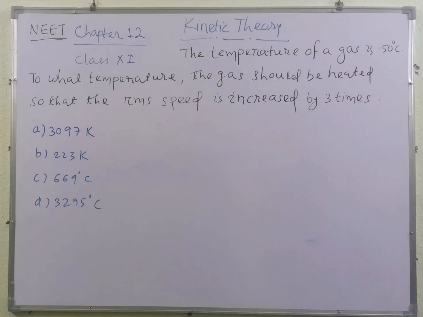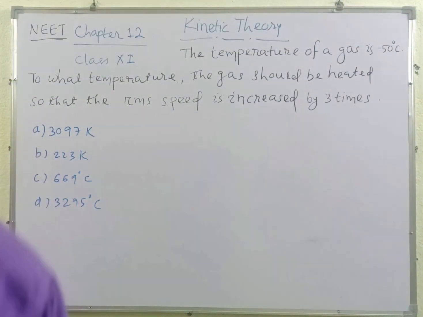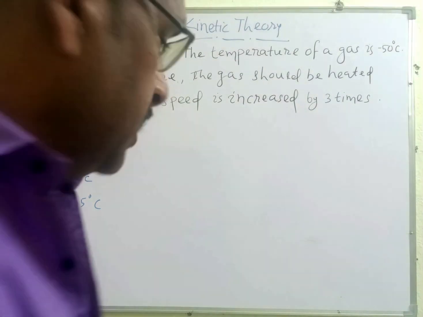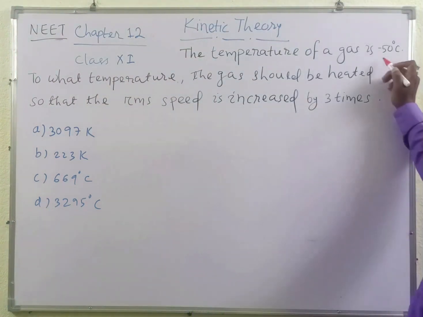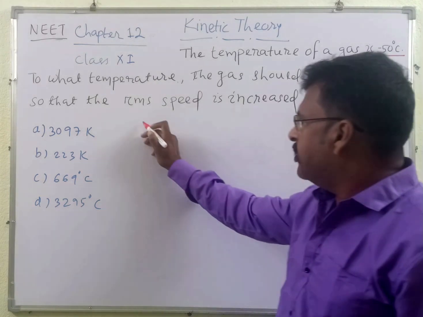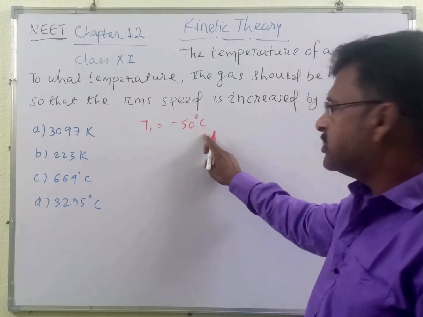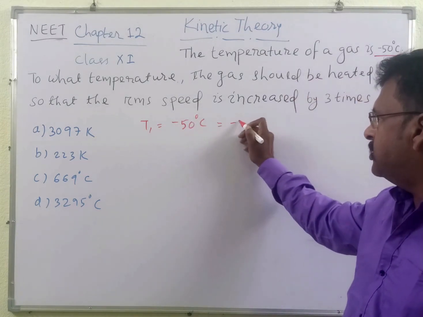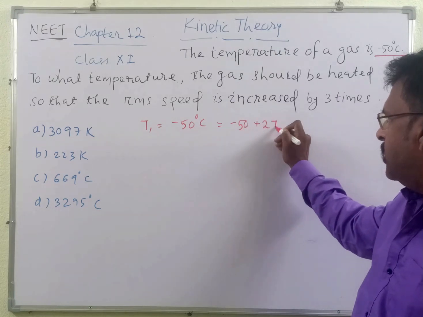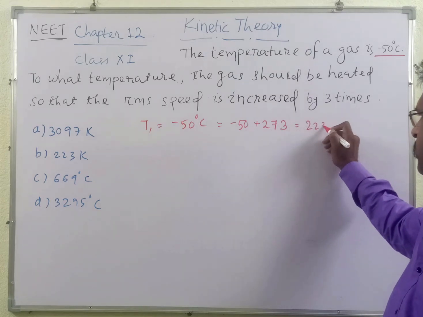Okay, students, I have told you, before solving a question, first observe what is given and what is asked. What is given? The initial temperature of the gas is given. Suppose this is situation 1, so we may write T1 is equal to minus 50 degrees centigrade, and we know centigrade is not the same unit of temperature. We convert it, add 273, and this becomes 223 degrees Kelvin.